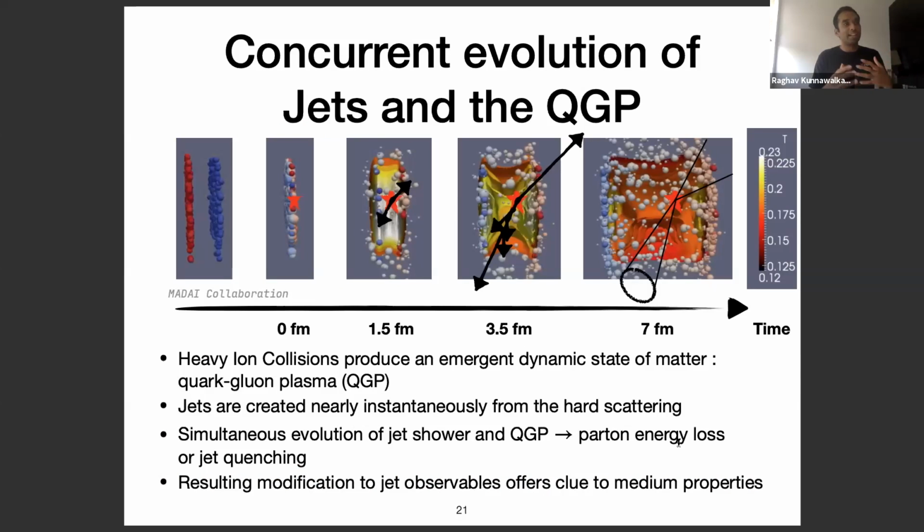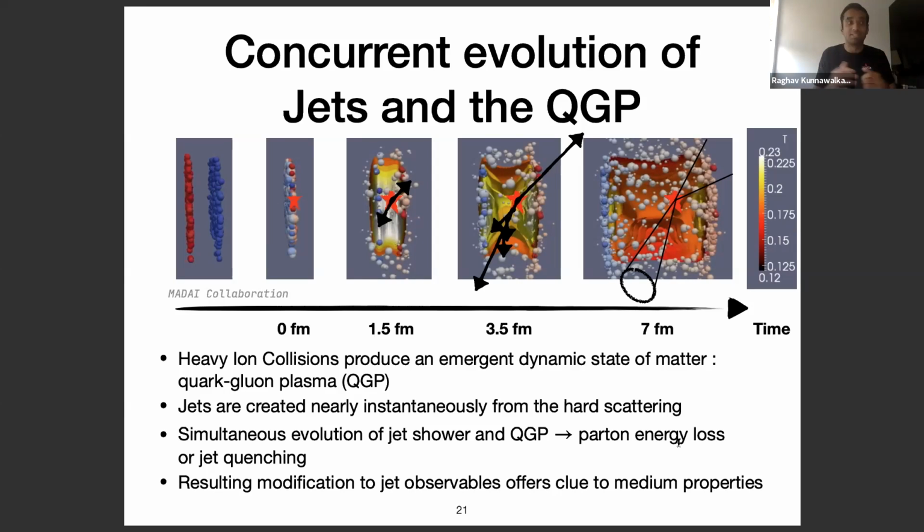So this one tells you the problem that we are essentially dealing with, right? So you have a concurrent evolution of the jet and the QGP. And for those who are not familiar, the new students here, the heavy ion collision, the moment it happens, it produces this dynamic emergent state of matter, the Quark-Gluon Plasma. That's what we're trying to study. Jets are created instantaneously in this process. They're essentially coming right off the hard scattering. Jets and the QGP evolve simultaneously.